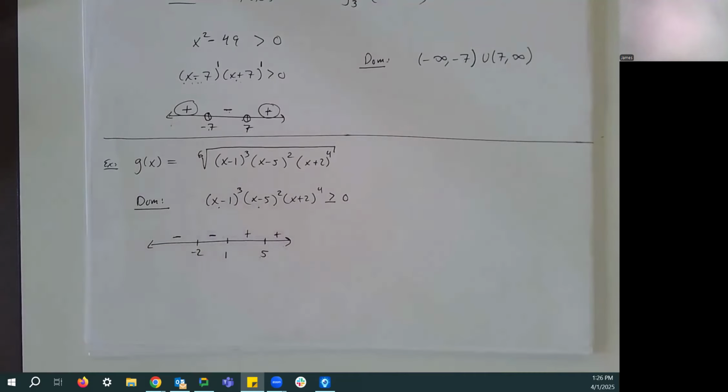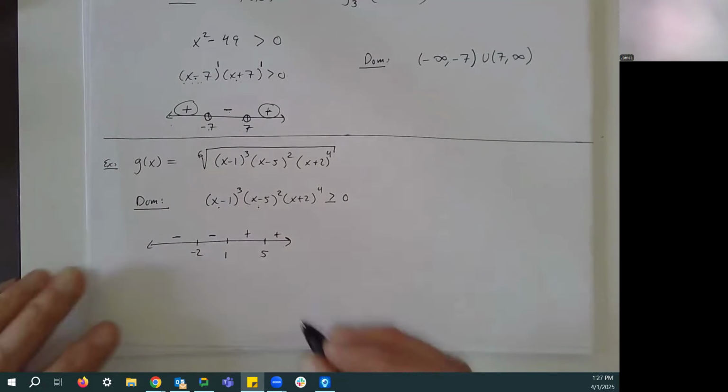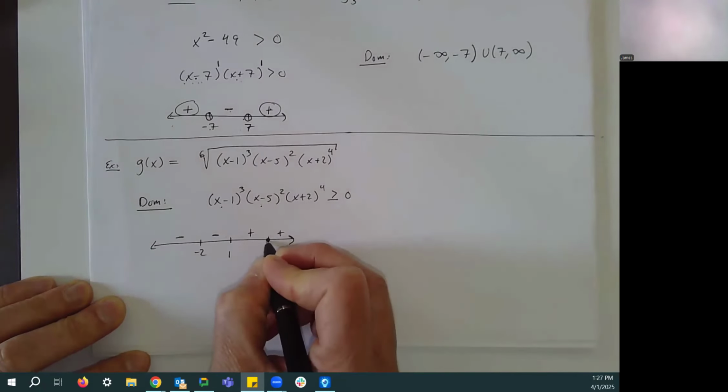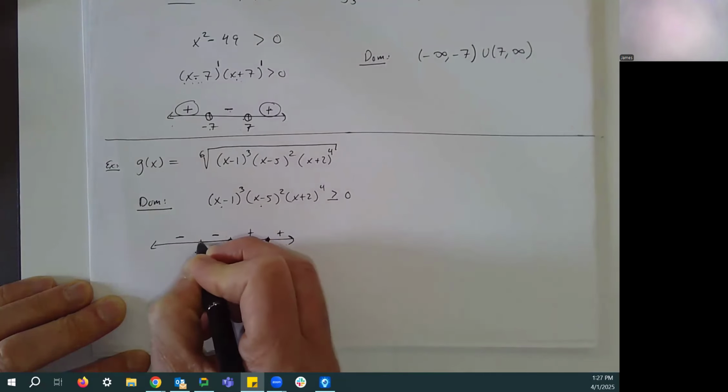Or as I like to say, odd powers preserve the sign. A negative number to an odd power is still negative. A positive number to an odd power is still positive. Whereas even powers make everything positive. They don't preserve the sign. So here, this one's going to be kind of tricky to write out. We want to include the 5, include the 1, and include the -2.